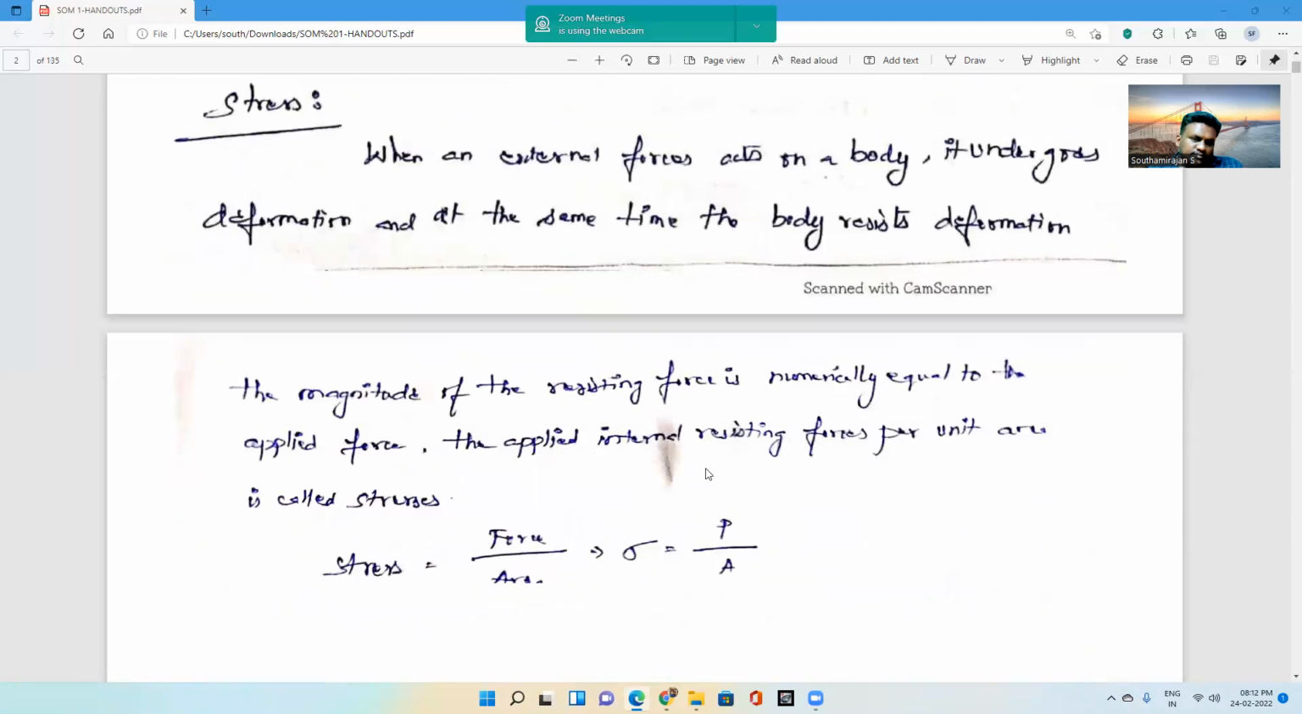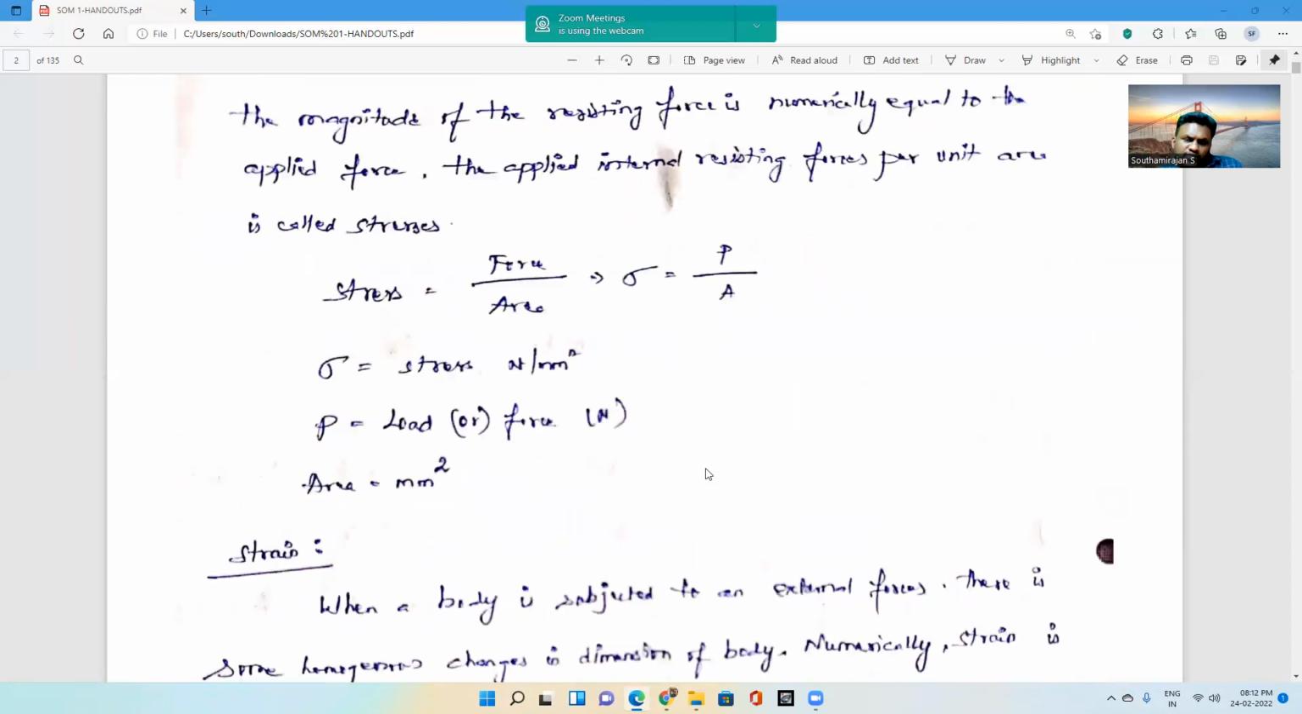Next, in order to obtain the deformation, how much deformation has been applied to the material can be easily identified with the help of the strain formula. How much resisting force the material is offering can be calculated with the help of the stress formula. Stress is nothing but force by area, that is, the internal resisting force per unit area. It is the load which the material can carry with respect to that area. That will be represented in the form of stress.